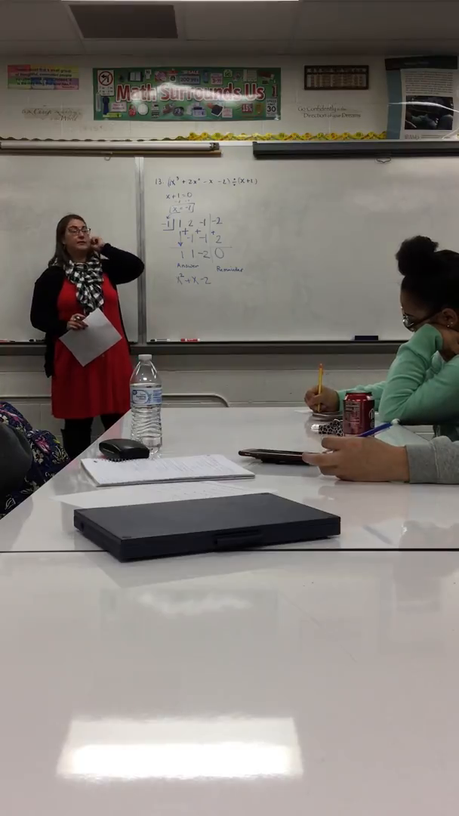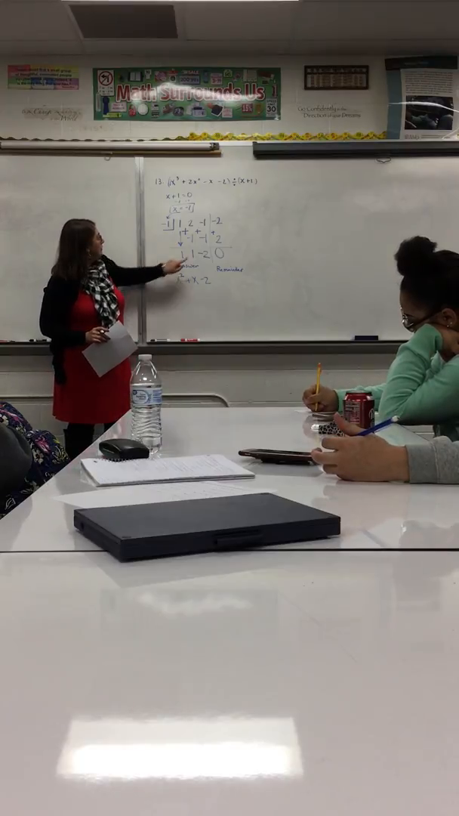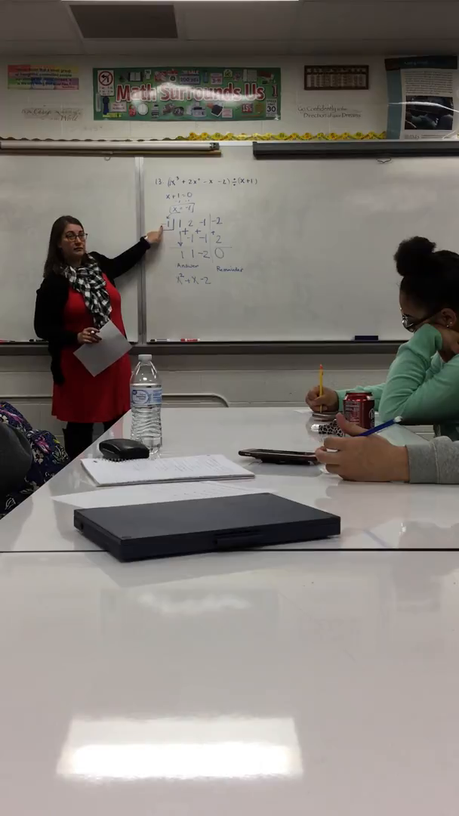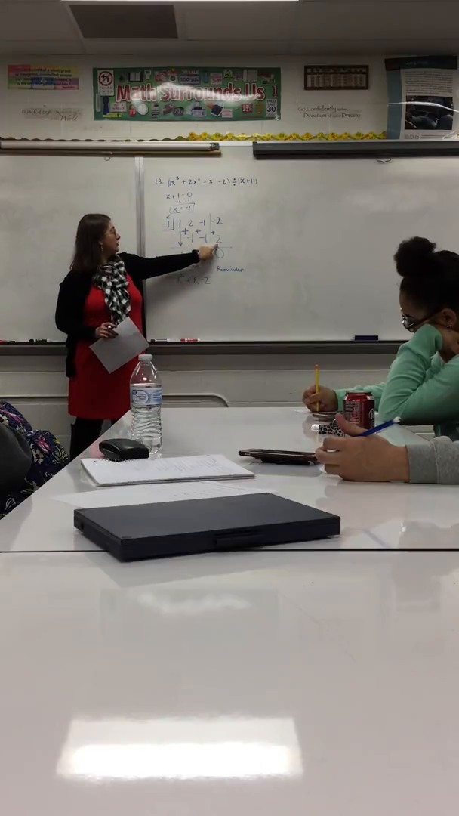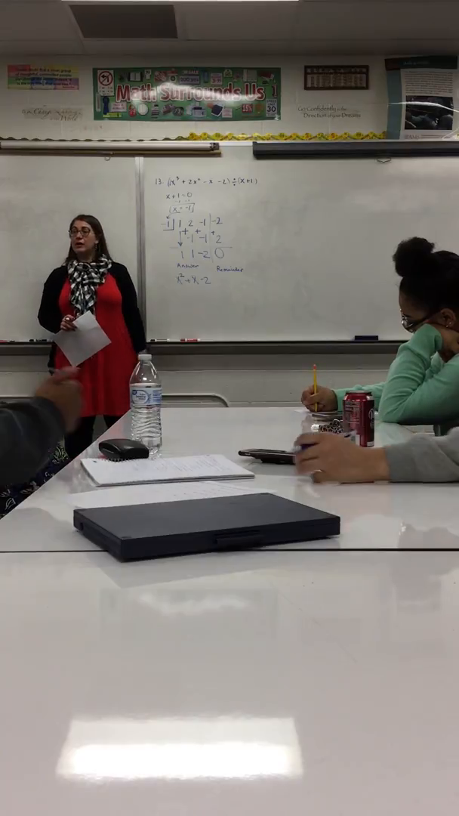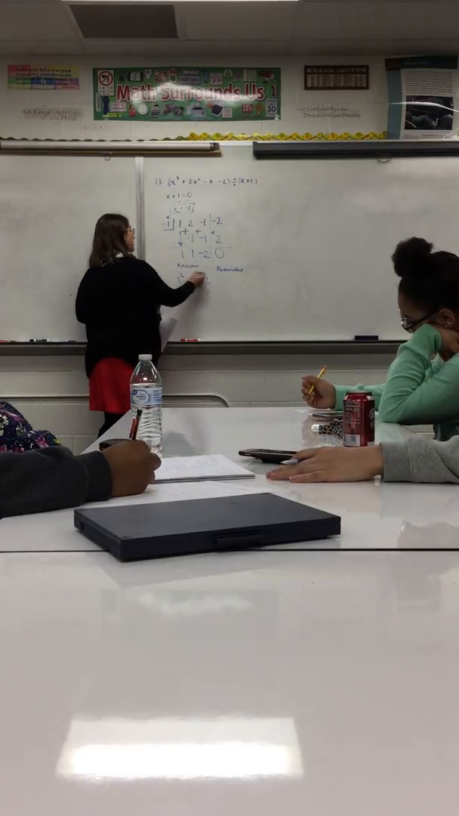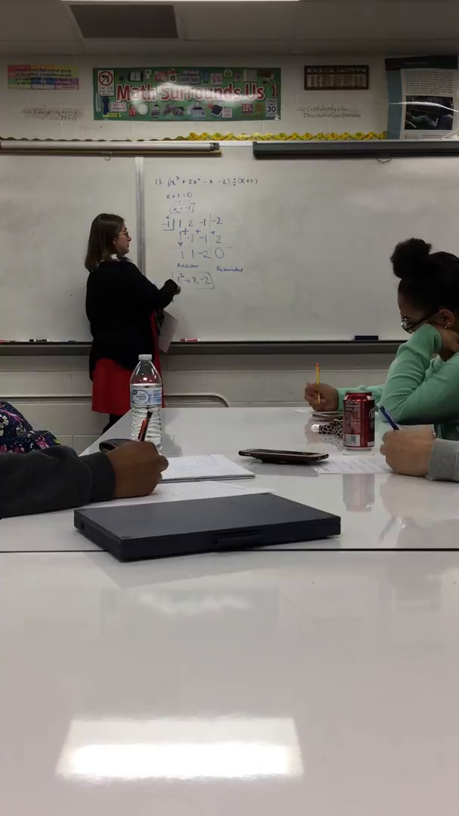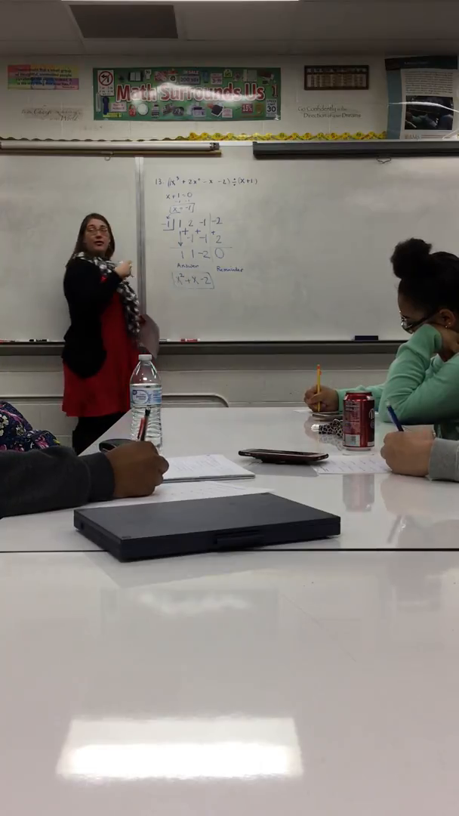Why do we add 2? We took negative 2 times negative 1, and that makes 2, and we always add. So this is the quotient for the first division. We're going to find the other factors now.